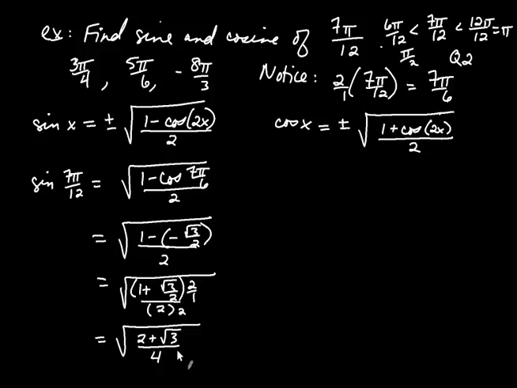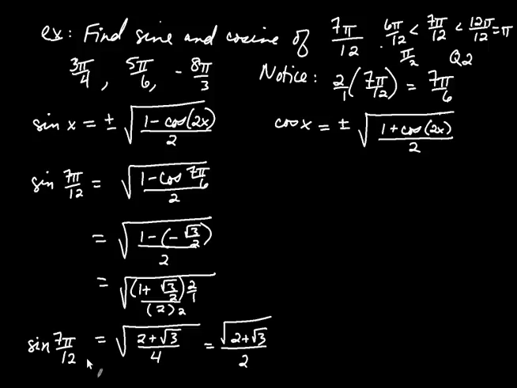And we can go one step further because the square root of 4 is 2. So our final answer is going to be this. If I take the square root of the numerator and the denominator, I get the square root of 2 plus the square root of 3, and then over the square root of 4, which is 2. Okay, and that's sine of 7 pi over 12.